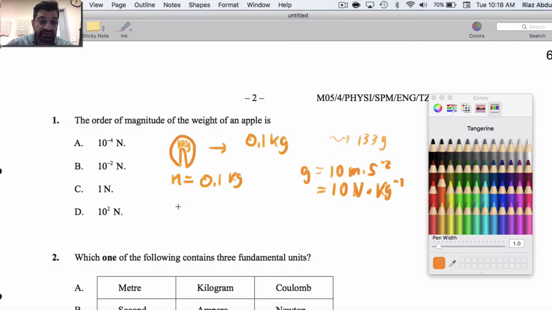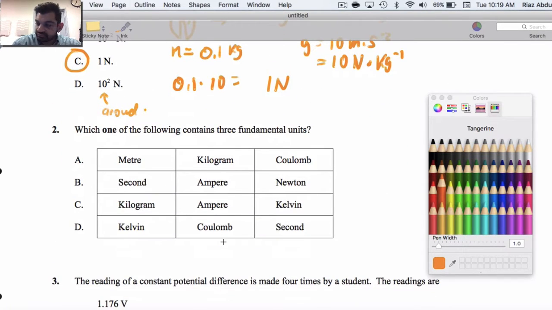So when we actually get the weight, that's going to be 0.1 times 10, which is on the order of 1 newton. So really the key here is to have an estimate of the weight. 10 to the negative fourth and 10 to the negative 2 newtons are very, very small weights. And then 10 squared newtons, I'd say that's, it's just an estimate, around 5 pounds, 10 pounds. So around 5 pounds is what I'd say, and I can confirm that.